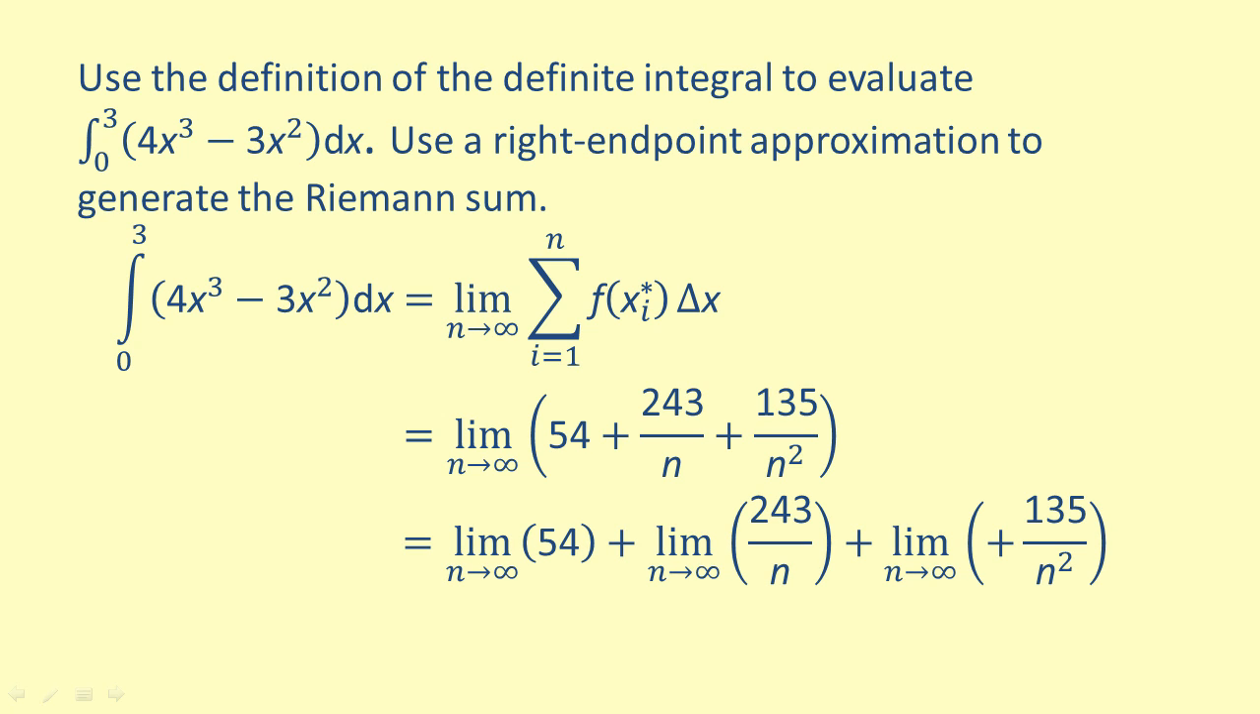Now let's evaluate. The first term is just 54. Then, with the second and third terms, as the denominator gets infinitely large, the expressions approach 0. Simplifying this, we get 54. So, the value of the given definite integral is 54.